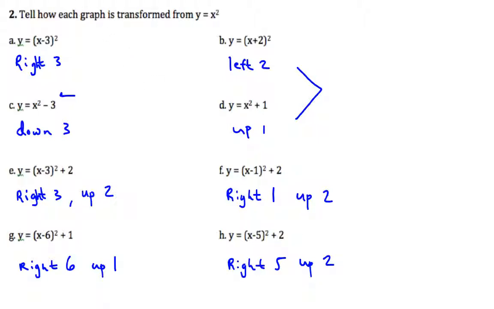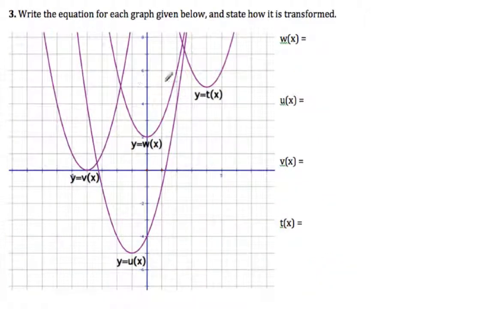Let's go to number 3. Now we're just writing equations, and we'll also see how it's transformed. Let's look at W of x. Where does it start? We're just looking at where it starts here. It's just been shifted up 2. So we'll say W of x is up 2, and in our equation, it's x squared plus 2.